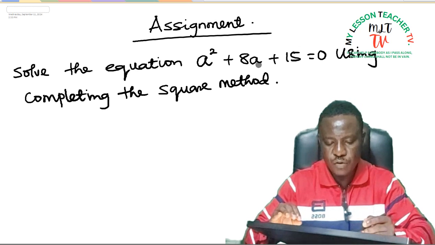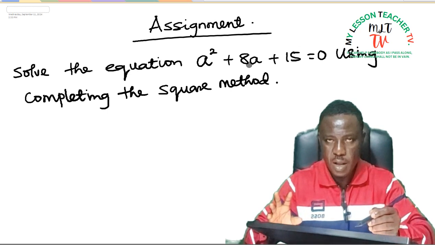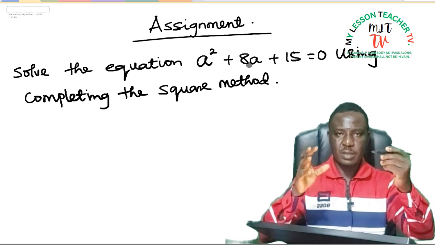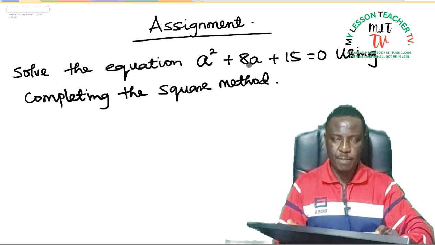Next is to look for half the coefficient of a, and the coefficient of a is 8. Half of it is 4. Square it and add to both sides. Then you can simplify until you get your value for a.